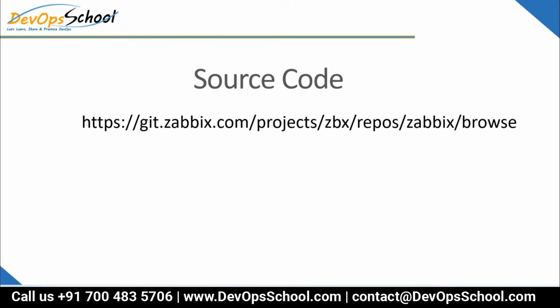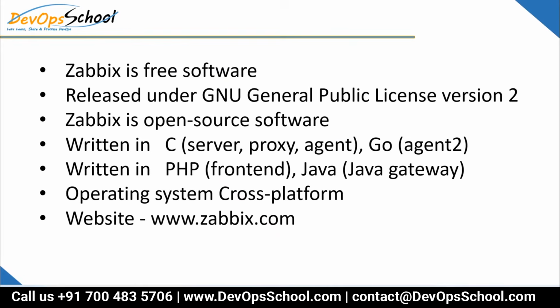Okay. Now, I just said Zabbix is an open source product. So yes, you can see the code and you can modify the code also based upon your requirement. Now, the question is, where do you get the code from? Here is the location from where you can download the code and check it out: git.zabbix.com, followed by the URL. So yes, Zabbix is free software. It's released under the GNU General Public License version 2.